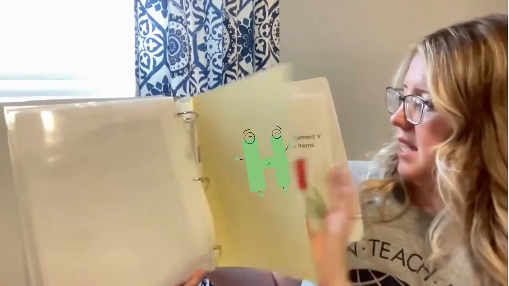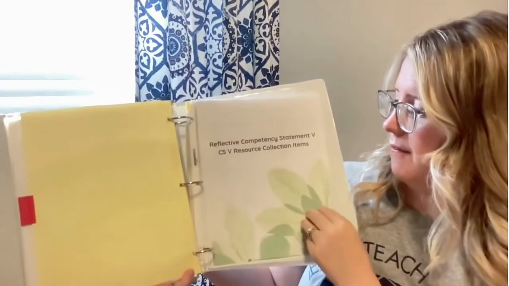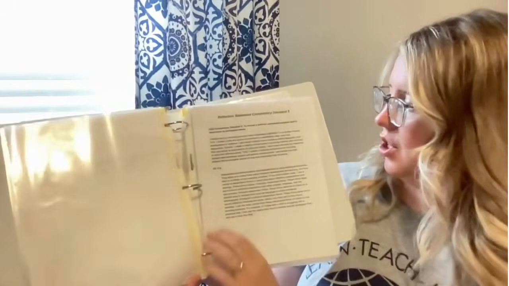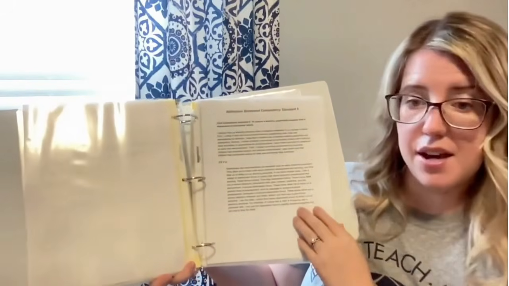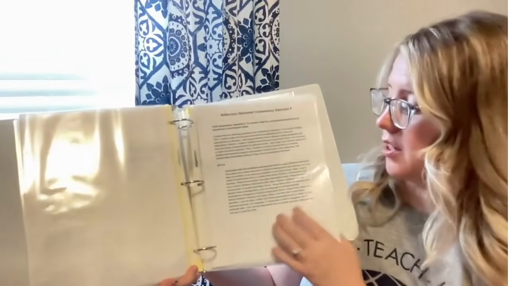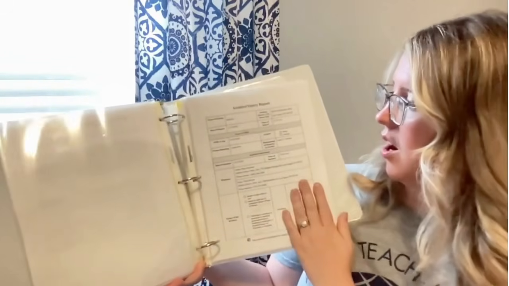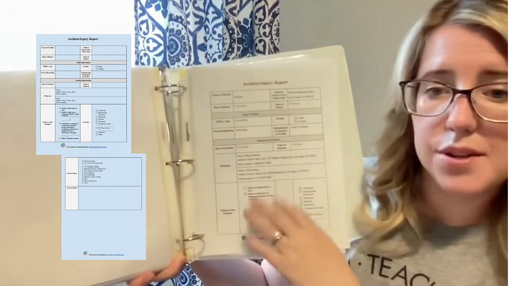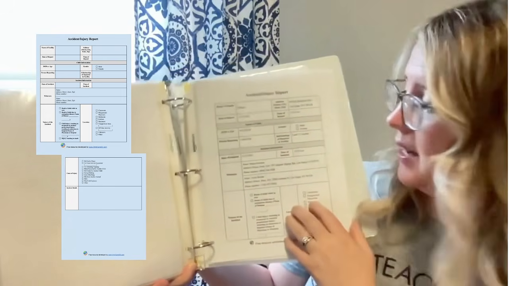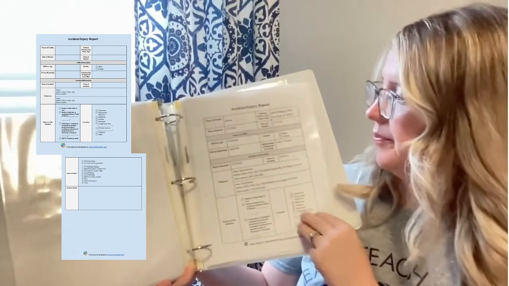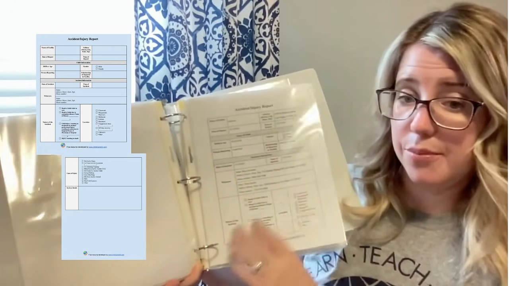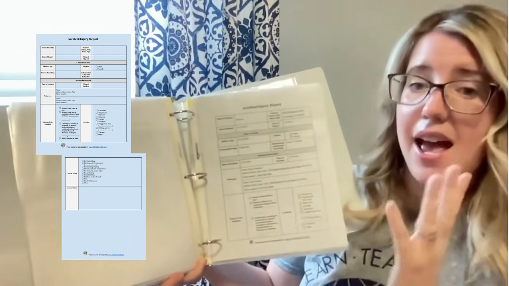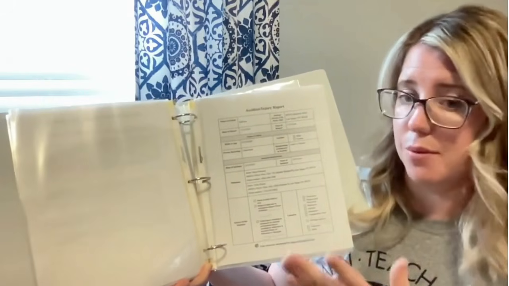So here's tab H. This is my fifth resource collection section. Again, I start with my competency standard reflection statement. And these are my accident and injury reports. This is another free resource that we offer to you on the website that you can use in your book. When you are placing these in your book, make sure that you do not put any actual children's names in there, just for privacy.